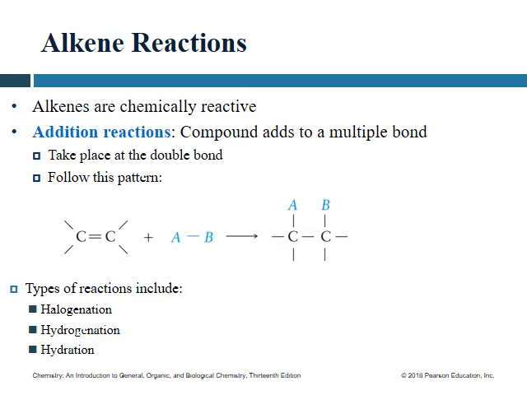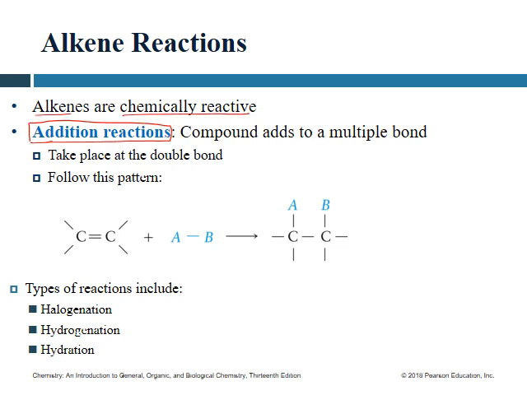Okay, so now let's talk about a couple of the reactions that normally alkenes give. Alkenes are very chemically reactive. They normally give certain chemical reactions, and one of them is the addition reaction. As the name says, addition means you add something across a double bond.